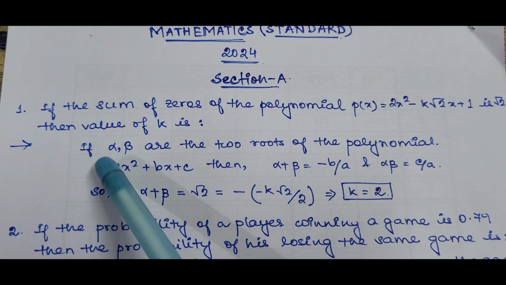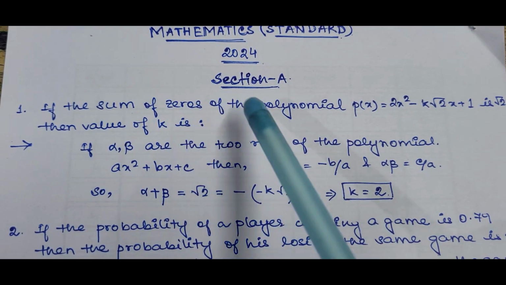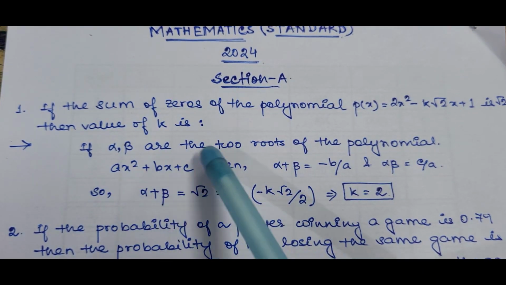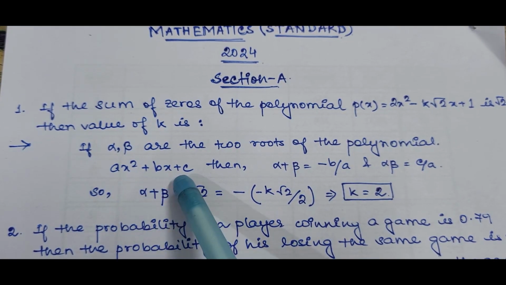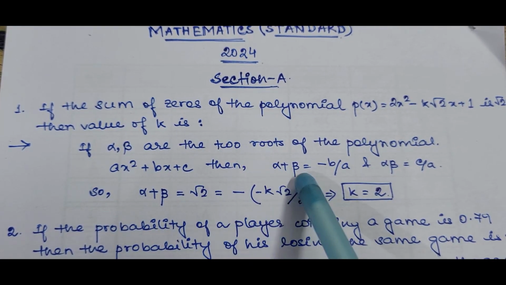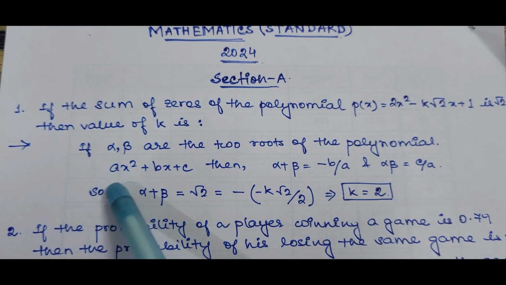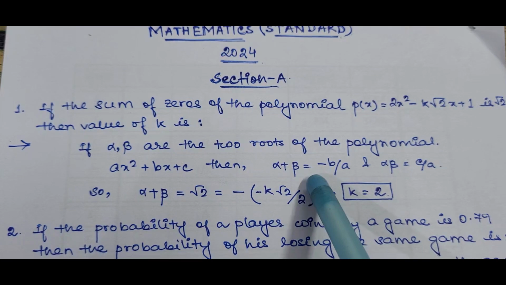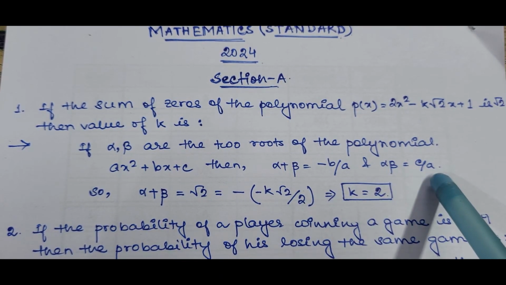Okay, now we know that if alpha and beta are the two roots, and zeros are the same, so alpha and beta are the two roots of the polynomial ax square plus bx plus c, then the sum of the roots is actually minus b by a. So alpha plus beta is minus b by a and the product of the roots is c by a.